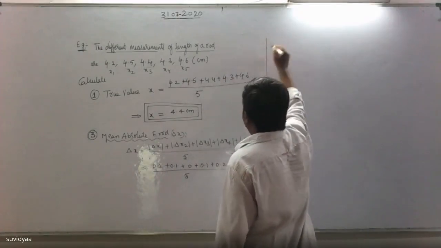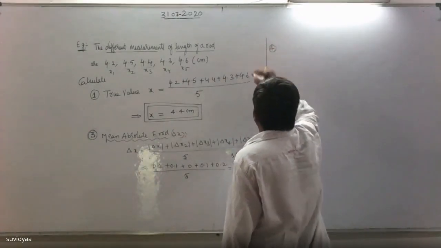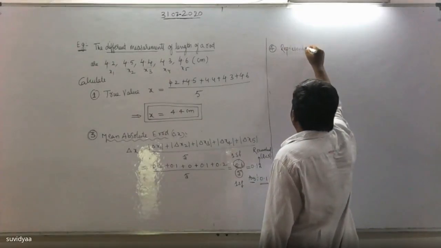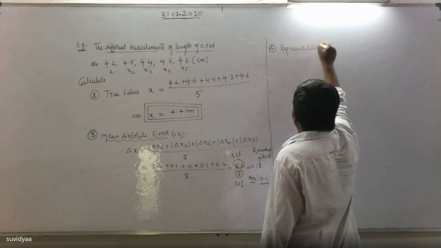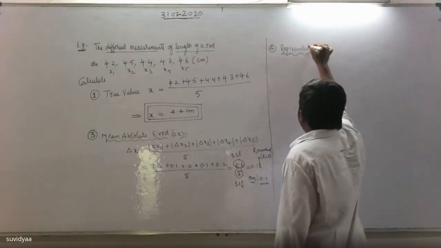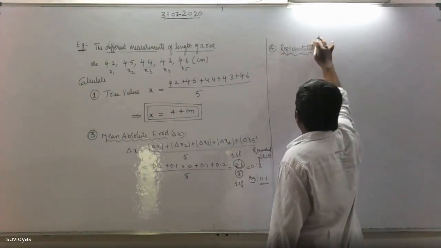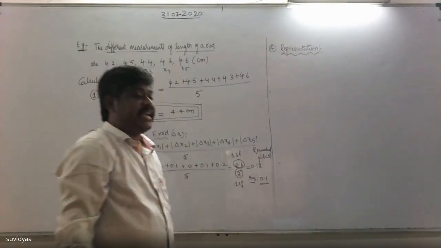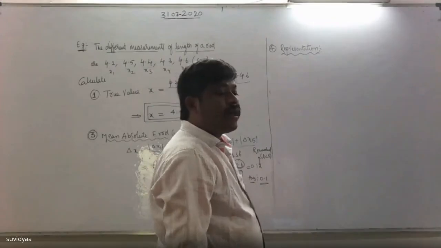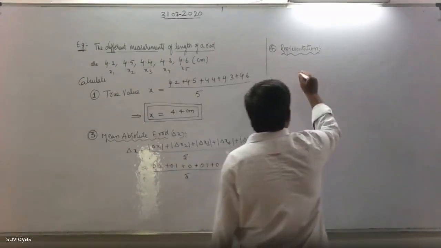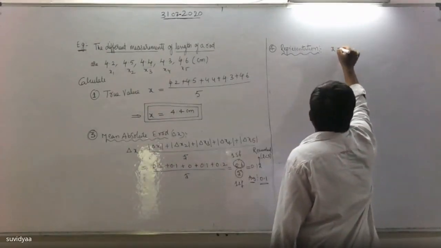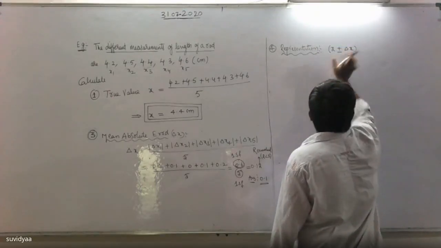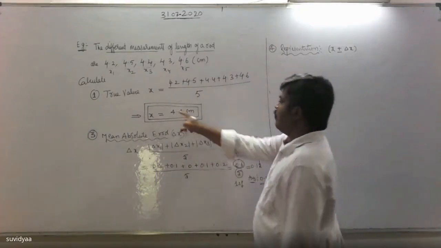The fourth question is representation. What is the fourth one? Representation. What is the formula for representation? Representation is how you write x plus or minus delta x. This is the formula. What is the value of x?